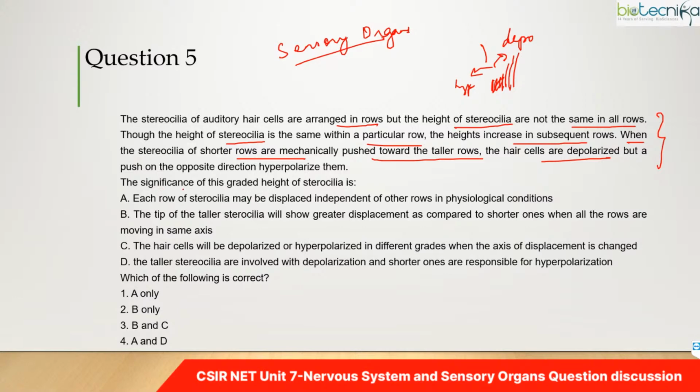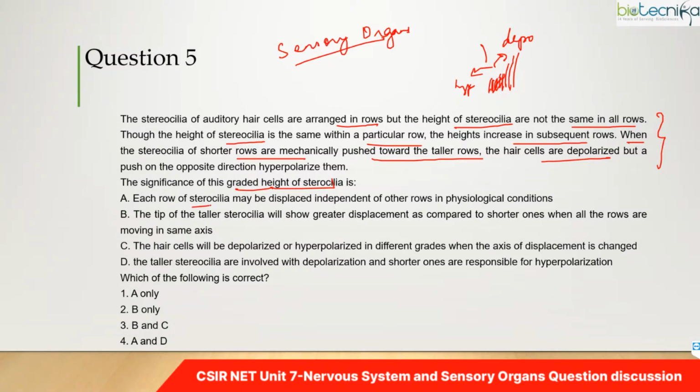Now the question is the significance of this graded height of stereocilia. So why is this graded height? From small to little bigger and then it becomes more tall and taller like that. So this is a graded height. That is what it means over here. Graded height of stereocilia is. So you have to tell the significance why it is like that.